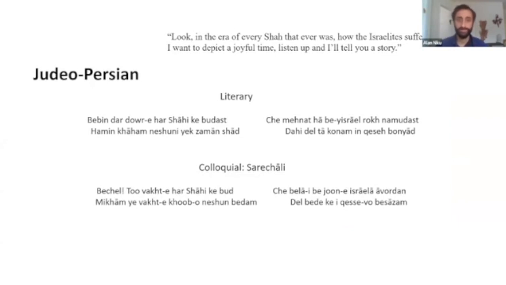So Judeo-Persian, as I mentioned, there's the literary Judeo-Persian and there's the spoken one. These are two different things. Just to show how different they might be, this is a couplet from a manuscript that I found. In English it would be: look, in the era of every shah that ever was, how the Israelites suffered. I want to depict a joyful time. Listen up and I'll tell you a story. The way you would say that in literary Persian versus in colloquial Persian of Tehran, if you just read these two, they are quite different.